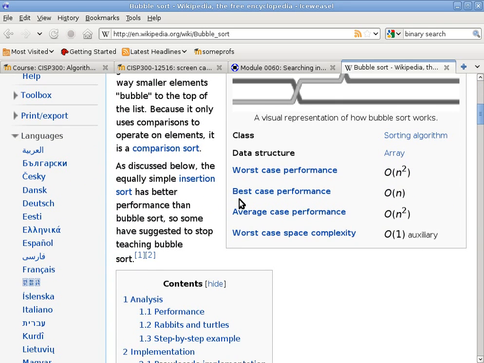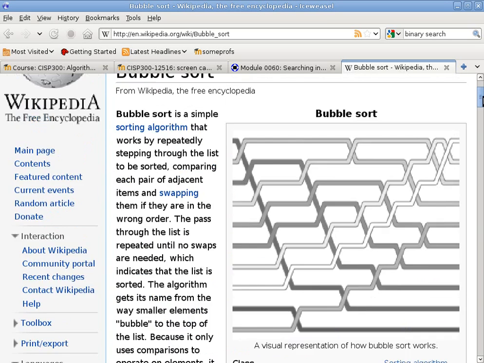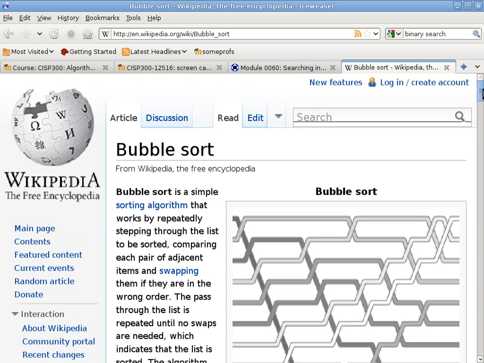If you look at the bubble sort algorithm, it gives you the average case performance, which is big O of n squared. Is big O of n squared better, or is big O of n better? Big O of n is better, because big O of n squared is going to increase like this. It's not really bad, it's not exponential, but it's not as good as a linear one.